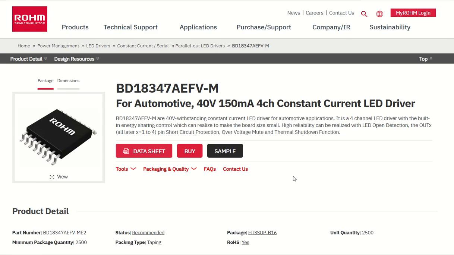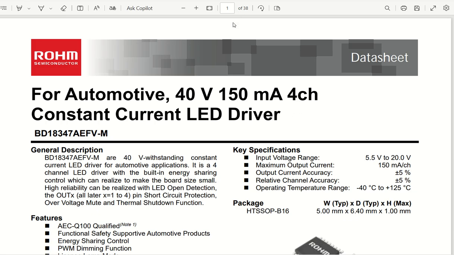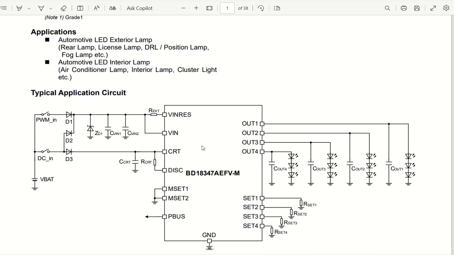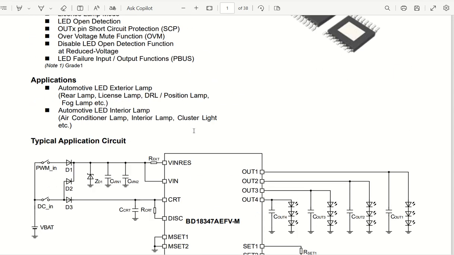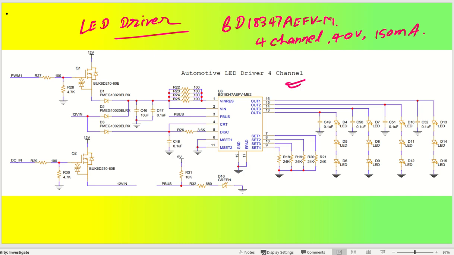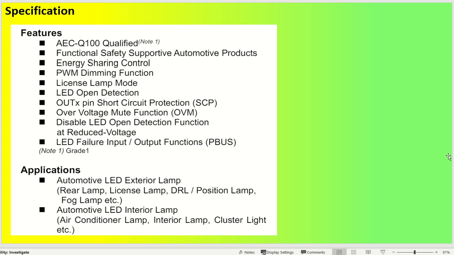Okay, and this is the complete data sheet that you can see. It is around 38 pages. We are not going to explain each one of them. However, in the presentation I have put almost everything. But before moving to that, let's get into the data sheet from the presentation that I have taken. Okay, so we have already done the features.